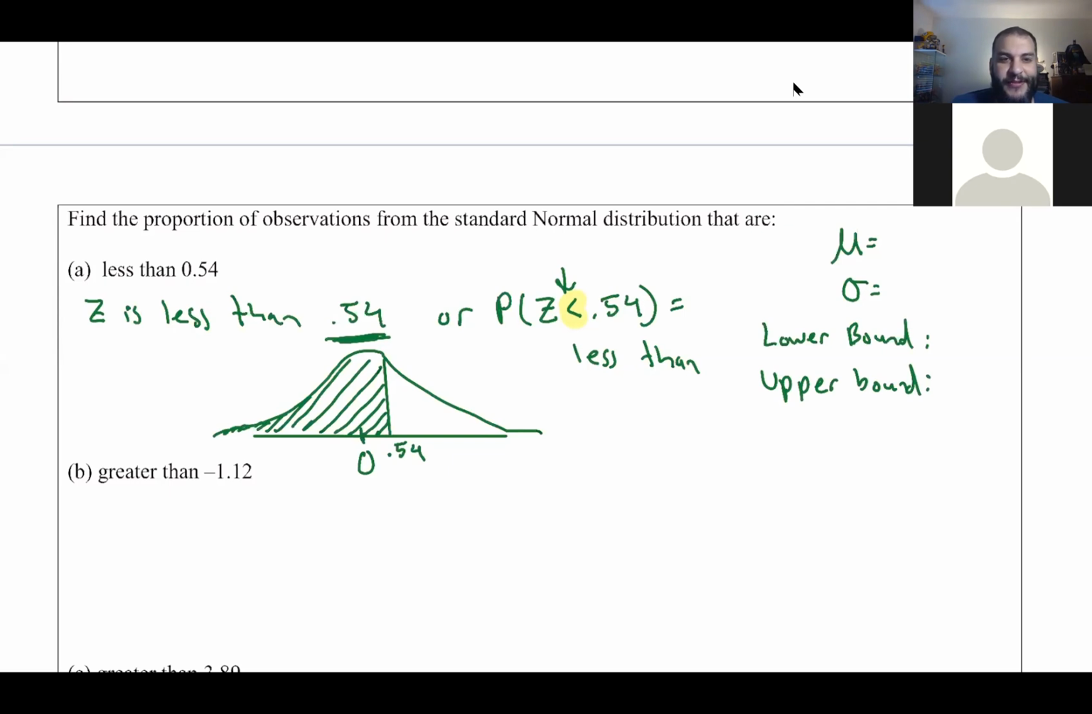All right, so for this one, the mean and the standard deviation, since we have the z value and since we have a standard normal distribution, in this case the mean will be 0 and the standard deviation will be 1. This will always be the case when we have a standard normal distribution or if we have the z value. If you have one of those two, automatically your mean should be 0 and your standard deviation should be 1.